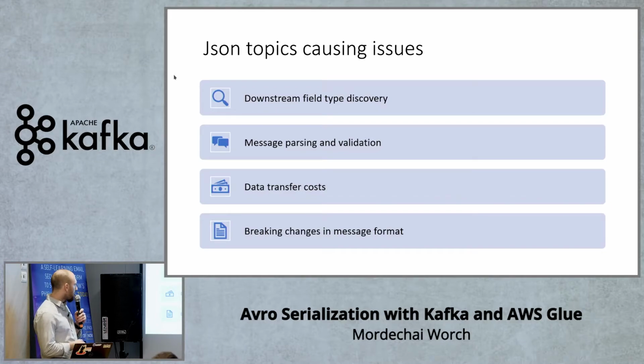Second of all, we're trying to validate these messages downstream, and we had trouble validating them without understanding the types. Also, data transfer costs for sending JSON messages was kind of high, especially across regions. And fourthly, upgrading our Kafka topics to new message formats was kind of causing a lot of issues.